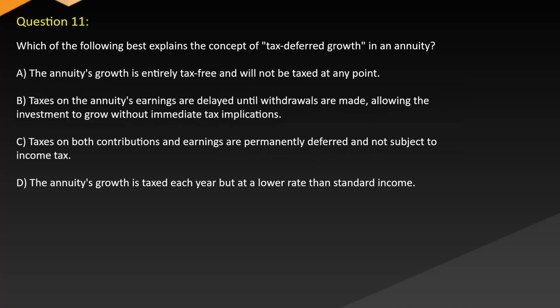Question 11. Which of the following best explains the concept of tax-deferred growth in an annuity? A. The annuity's growth is entirely tax-free and will not be taxed at any point. B. Taxes on the annuity's earnings are delayed until withdrawals are made, allowing the investment to grow without immediate tax implications. C. Taxes on both contributions and earnings are permanently deferred and not subject to income tax. D. The annuity's growth is taxed each year, but at a lower rate than standard income.